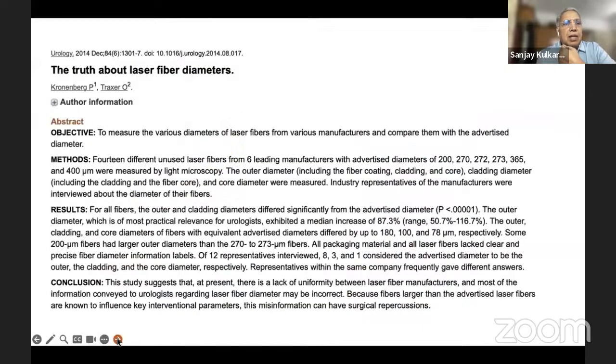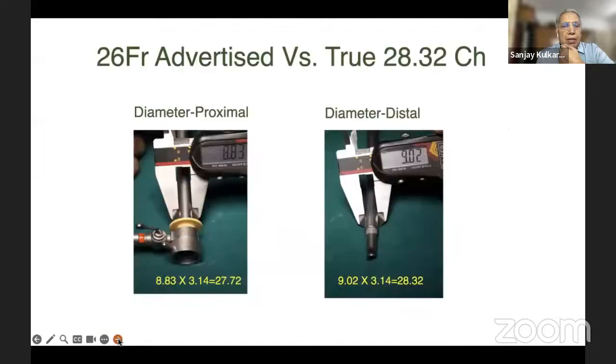There's an interesting article by Oliver Traxler in Urology, "The Truth About Laser Fiber Diameters." It says there is a lack of uniformity between laser fiber manufacturers, and they all lie. This is very important, because it means whatever they quote is not the true figure. They are giving you only the inner diameter of the fiber, not the outer diameter. So they say 200 micron fiber, but what is quoted is 270 to 273. This is now accepted around the world: laser manufacturers don't give you the correct figure.